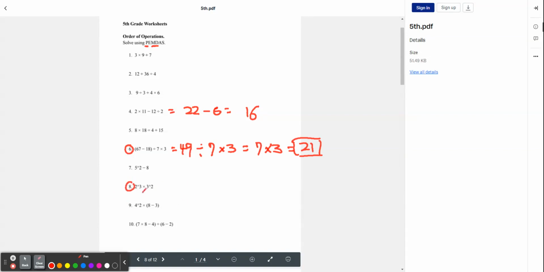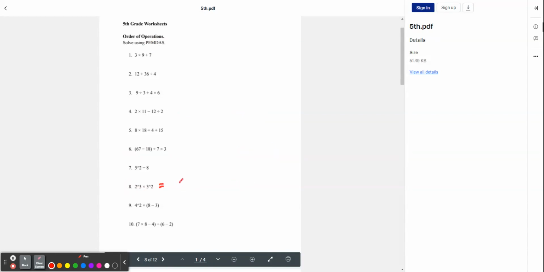Let's try 8. 2 to the power of 3 times 3 to the power of 2. Exponent comes before multiplication, so we're going to do those first. 2 to the power of 3 is 8. 3 to the power of 2 is 9. And 8 times 9 is 72.